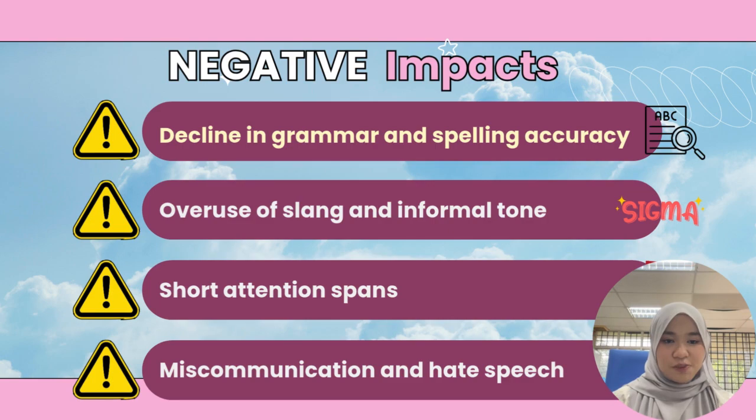Third one is short attention spans. Social media encourages short attention spans because sometimes people prefer quick, simple content over detailed writing. Just like how I said before, they are using BRB. It's way too short for us to communicate with our friends sometimes. Sometimes they can also annoy others, or others cannot understand what we are going to deliver, what we are going to say.